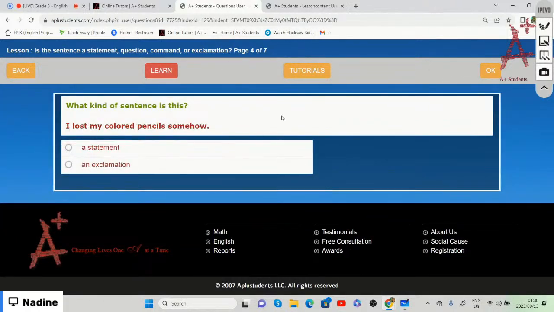I lost my colored pencils somehow. I lost my colored pencils somehow, and it ends with a period. Is this a statement or an exclamation? A statement where you are just telling someone about something and it ends with a period, or an exclamation where you're showing surprise, strong feeling, and it ends with an exclamation point. So we need to say which kind of sentence this is.